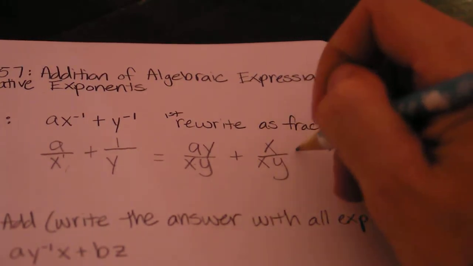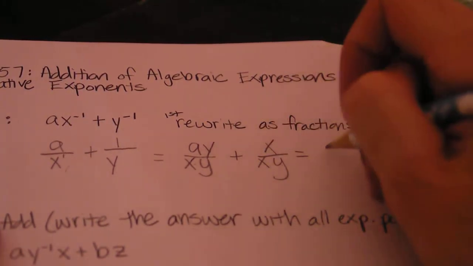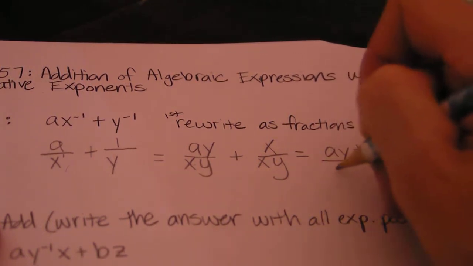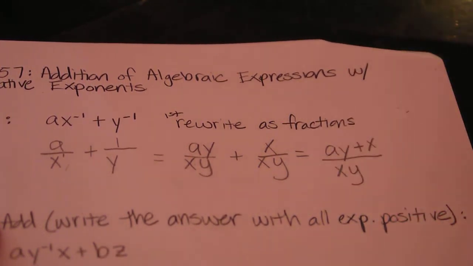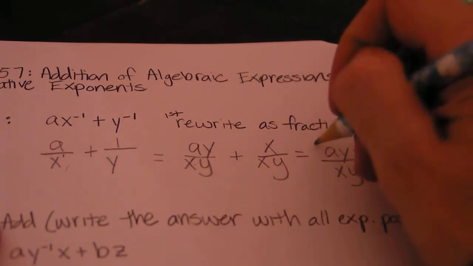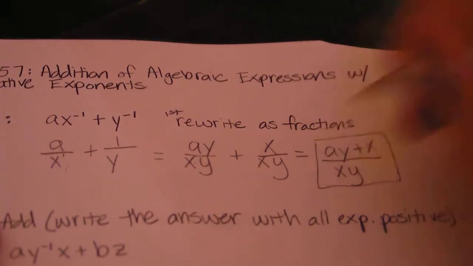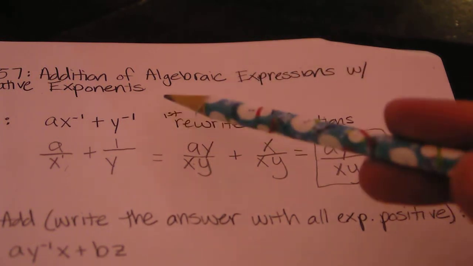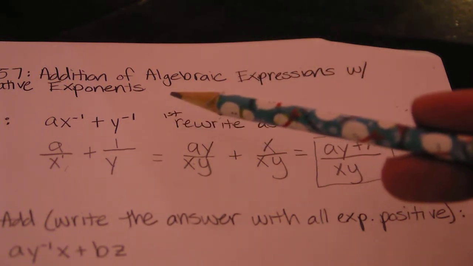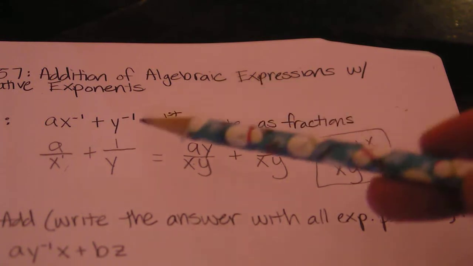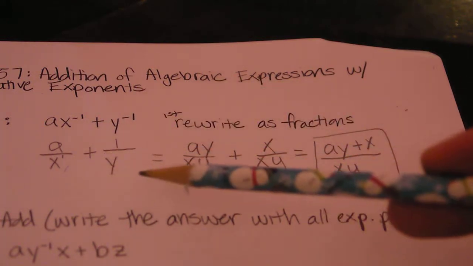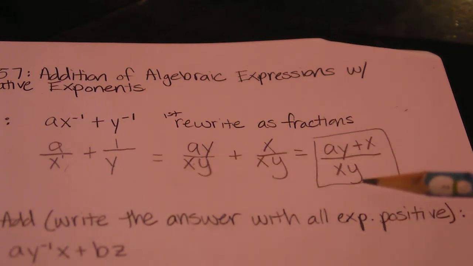So now we have a y plus x all over x y. And there we go, that's the final answer. The difference was that the question told us to make the answer with all positive exponents, so that's why we couldn't leave it that way. We had to put everyone in the right spot on the fraction and then add them together.